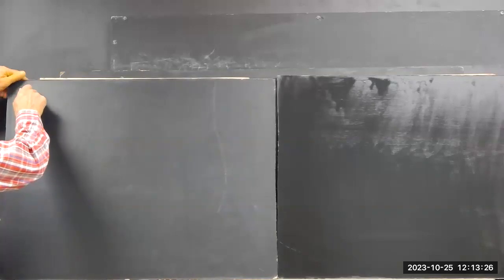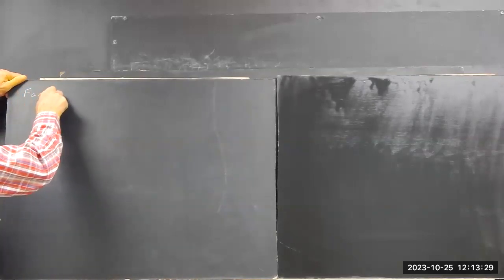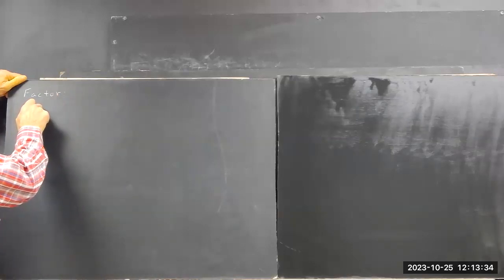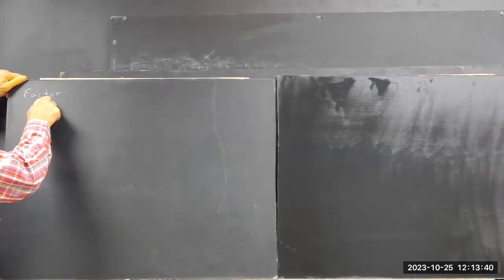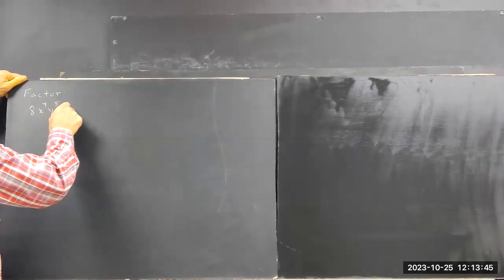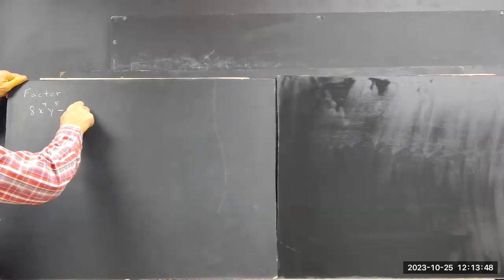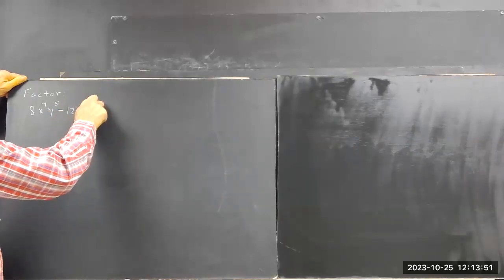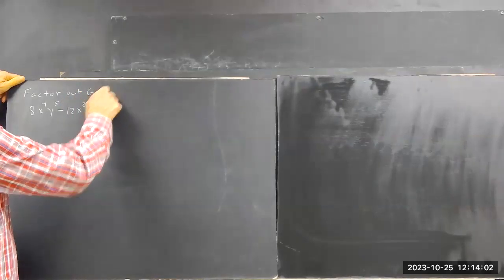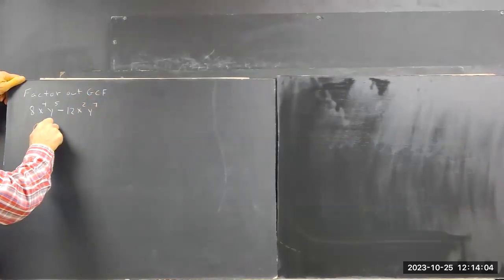Okay, so for a factor, 8x to the 4th, y to the 5th, minus 12x squared y to the 7th. So I want to factor out the greatest common factor. Greatest common factor.